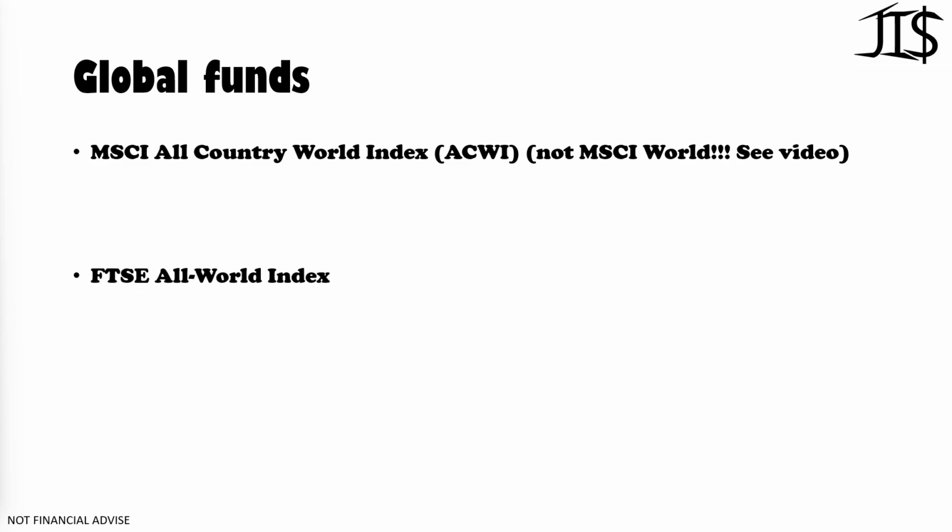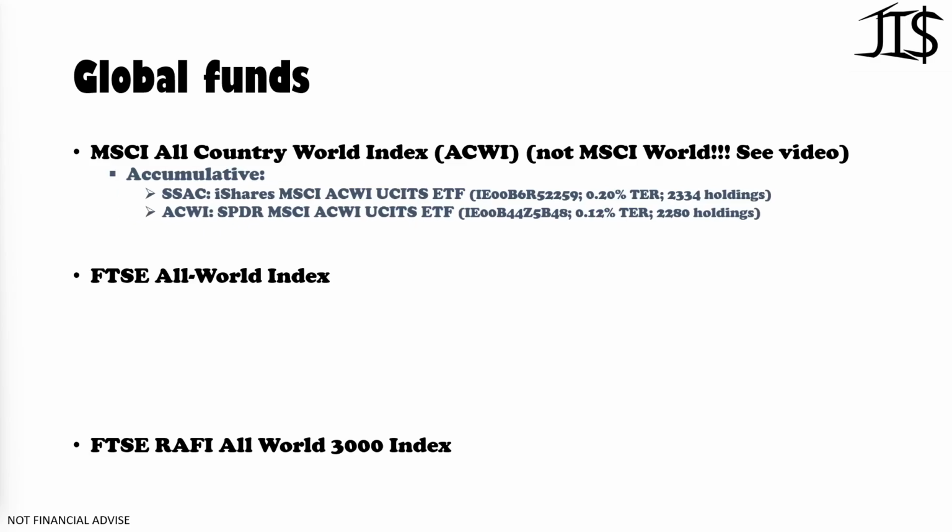Then you have the FTSE All World Index, and you also have the more specific index of the FTSE RAFI All World 3000 Index. For the MSCI ACWI, you have the accumulative funds at your availability of the iShares or the SPDR. So you can see the ISIN code, the total expense ratio, and the number of holdings that those ETFs hold. At the end of the video, I'm also going to give how they performed in the past 1 and 5 years. So you have a total overview.